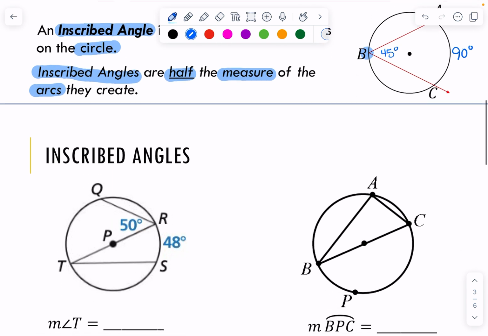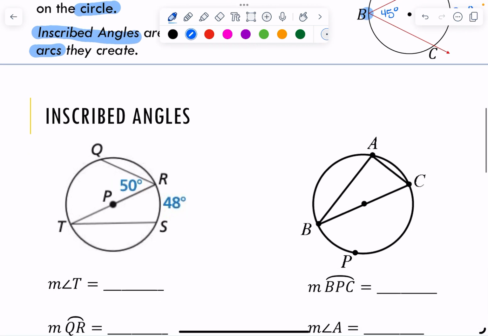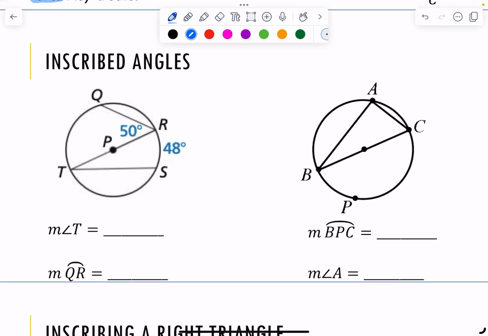All right. So how does that help us? Well, let's try a couple. So I start off, I notice that I have an inscribed angle here of QRT, and it's 50 degrees. So the arc that it opens to would be 100 degrees because it is 2 times the angle. Likewise, we know RS is 48 degrees for the arc, so the inscribed angle would be half that, which is 24 degrees. So angle T would be 24 degrees.